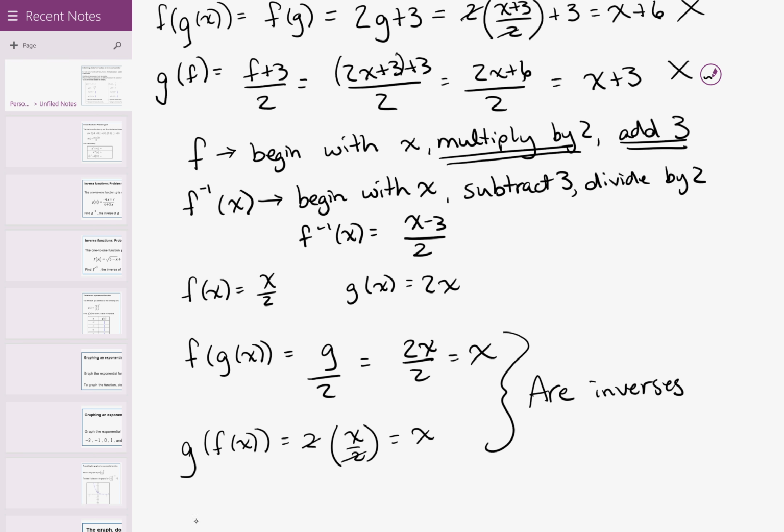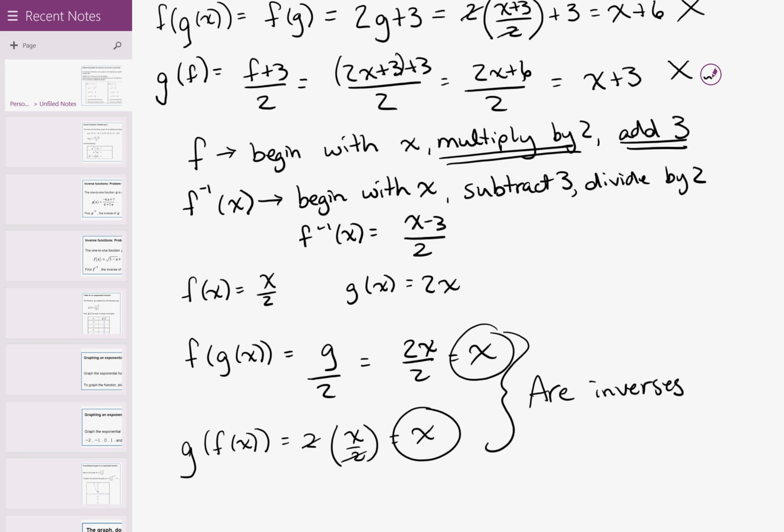I also want to say that this will always hold. If f of g of x is x, then g of f of x will also be x. Sometimes when we're dealing with fractions or more complicated functions, one direction is easier to test than the other. So you do want to always test both, especially if you come out with something that's close but no cigar.